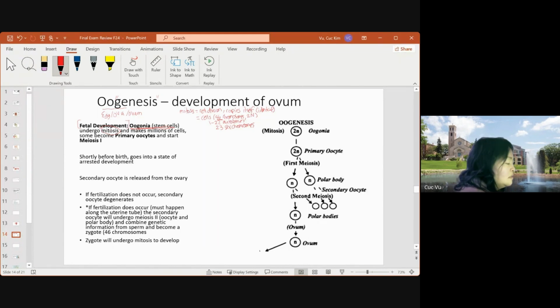Okay, so let's follow what mitosis would look like. So here's one cell that has 46 chromosomes. What has to happen inside first in order for mitosis to happen?